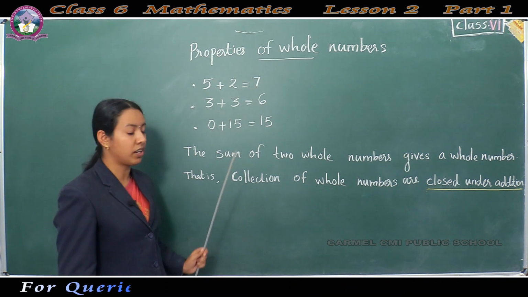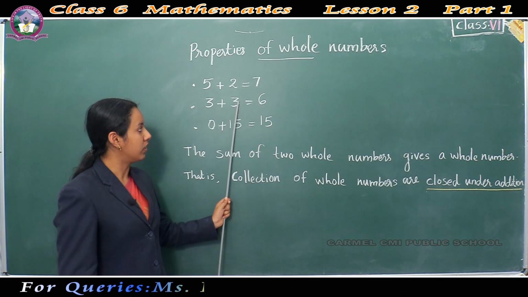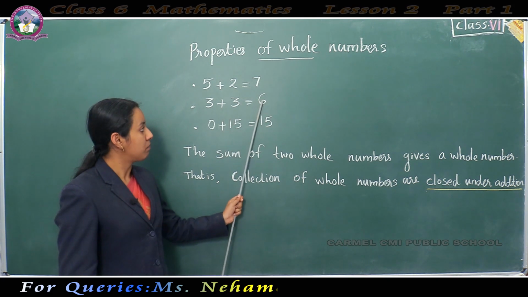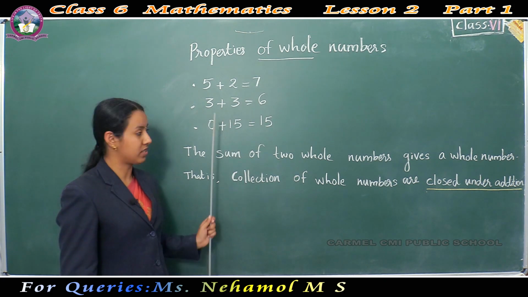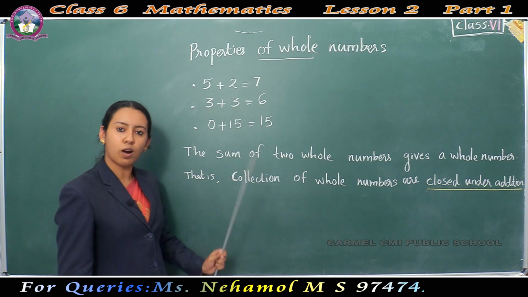Then what about the second one? 3 is a whole number. Then this is also 3. Then the next answer 6, the sum, that is also a whole number.